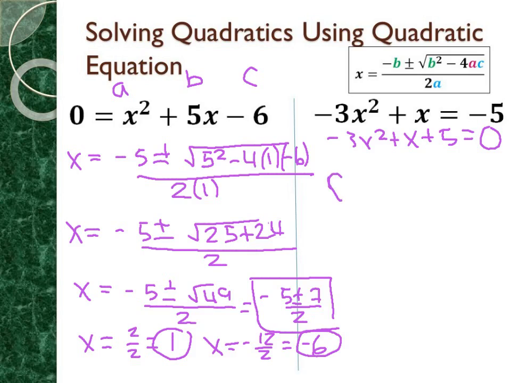So now I want to use my quadratic equation, and when I do this, I get x is equal to negative b, which in this case is negative 1, plus or minus the square root of b squared, or 1 squared, minus 4ac. So 4 times negative 3 times 5.